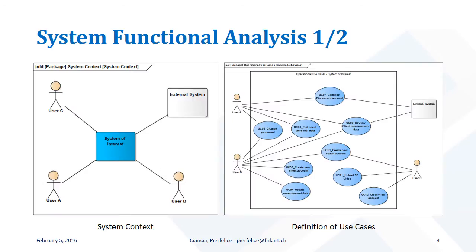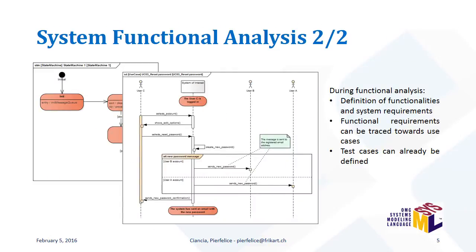Business processes lead us to the definition of the system context, and use cases can be directly derived by activities which are carried out with the system of interest during business processes. During the functional analysis, we aim to define functionalities and system requirements, and functional requirements can be traced towards use cases. Further, test cases can already be defined at this level.